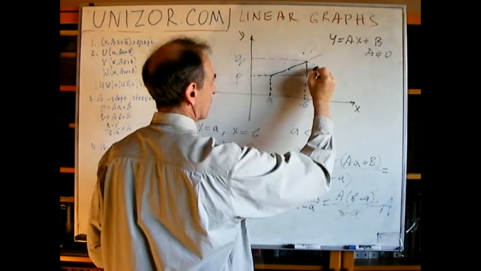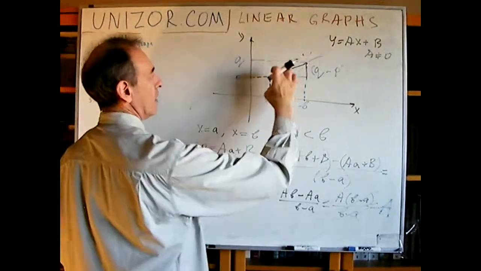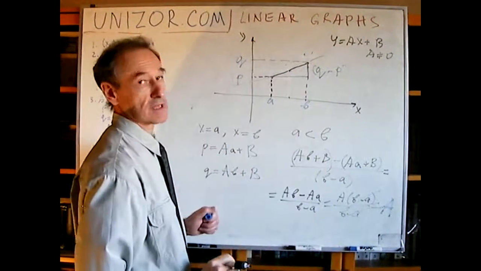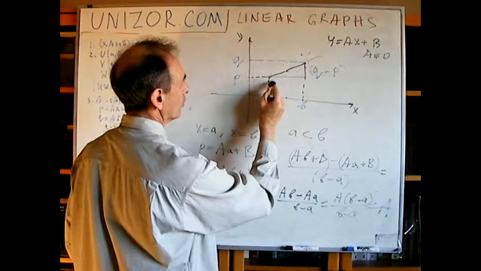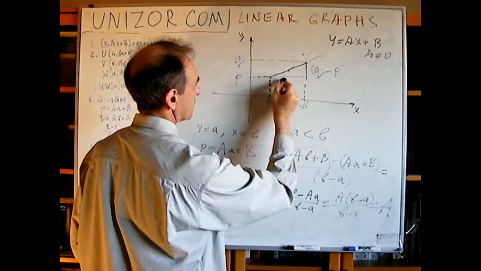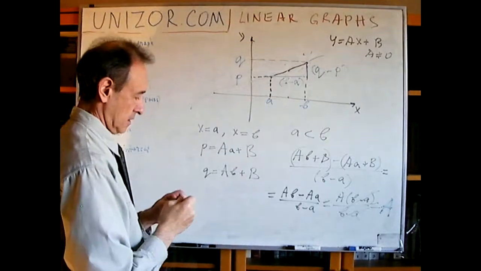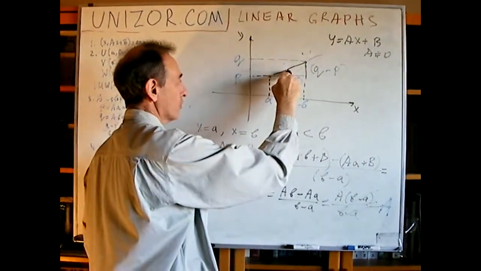This is Q minus P. This is the increment of the function. From this value, it grew up to this value. That's the increment of the function. The argument grew by this. So this is B minus A. So if you divide this by this, you get basically a slope, right?